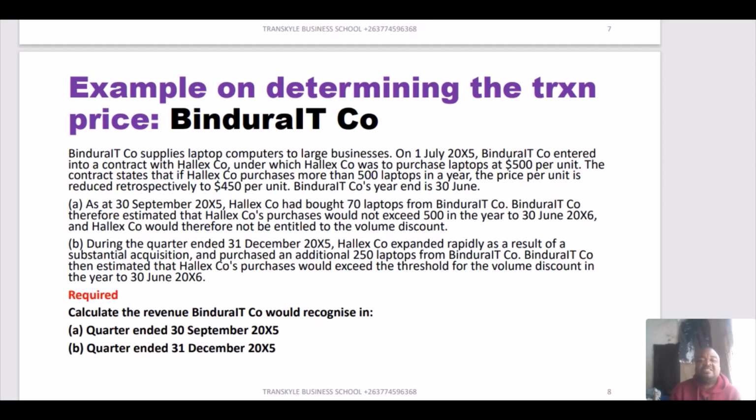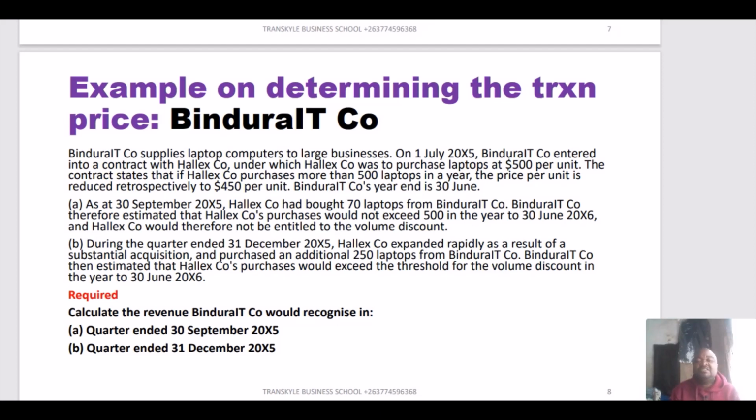Example on determining the transaction price, Bindura IT Co. Bindura IT Co supplies laptop computers to large businesses. On 1 July 2025, Bindura IT Co entered into a contract with Halex Co, under which Halex Co was to purchase laptops at $500 per unit. The contract states that if Halex Co purchases more than 500 laptops in a year, the price per unit is reduced retrospectively to $450 per unit. Bindura IT Co's year end is 30th June.